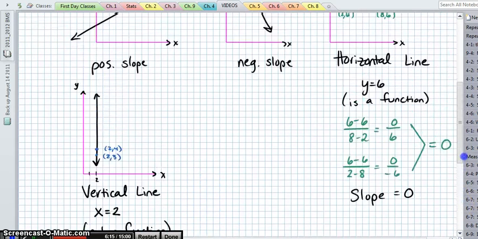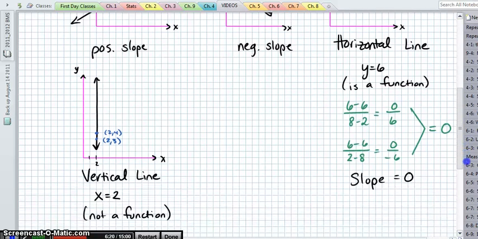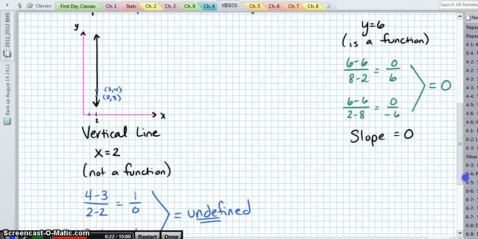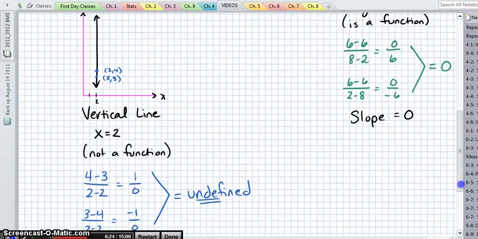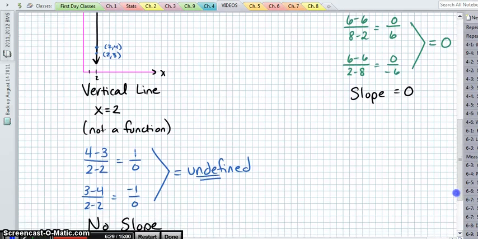Let me just scroll back up so you can see them again. We have our horizontal line, which has a slope of 0, and it is a function. And then we have our vertical line, which is not a function and has an undefined slope.